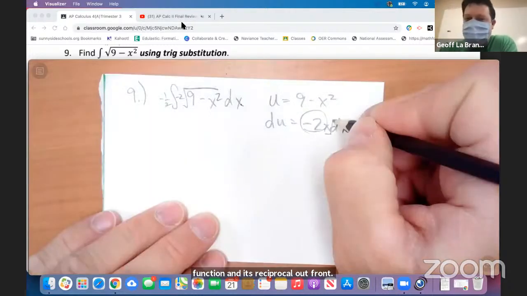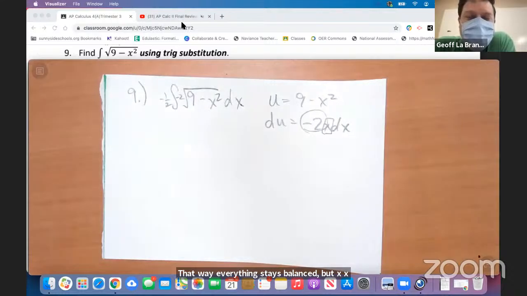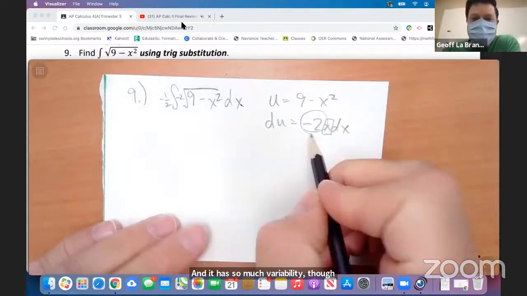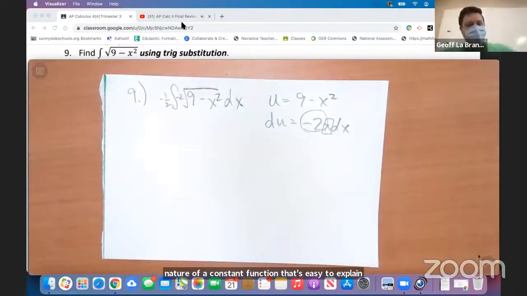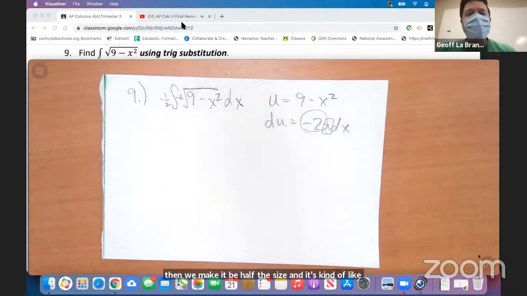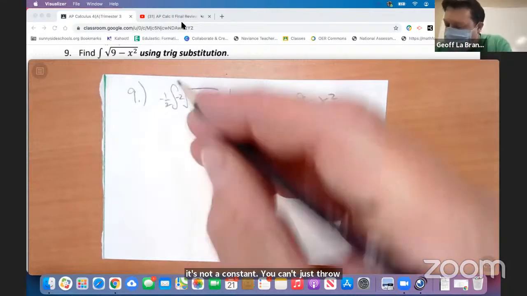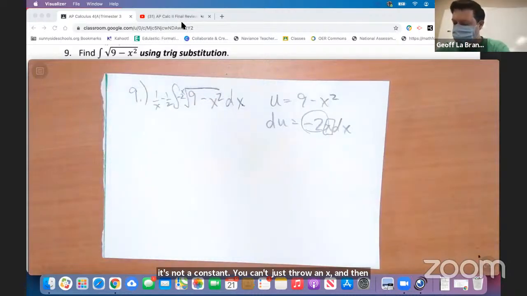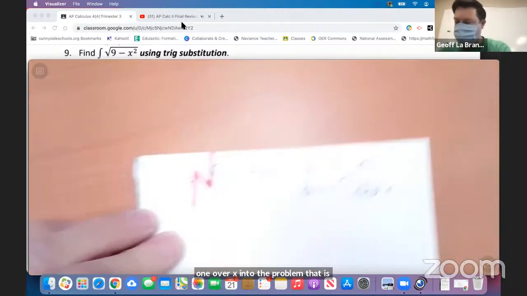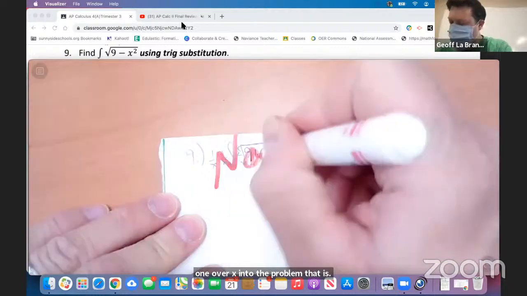But x is a function, and it has so much variability. The nature of a constant is easy to explain away. We've just made everything twice as big, and then half the size, and it balances out. But because x can be any number, it's not a constant. You can't just throw an x and then 1 over x into the problem. Nope. Hang on a minute, let's bring it back here for effect. Can't do that.